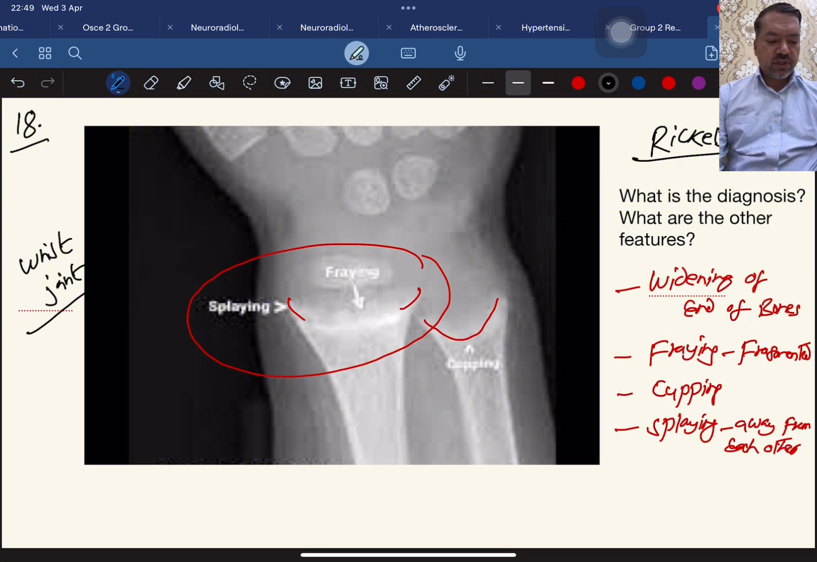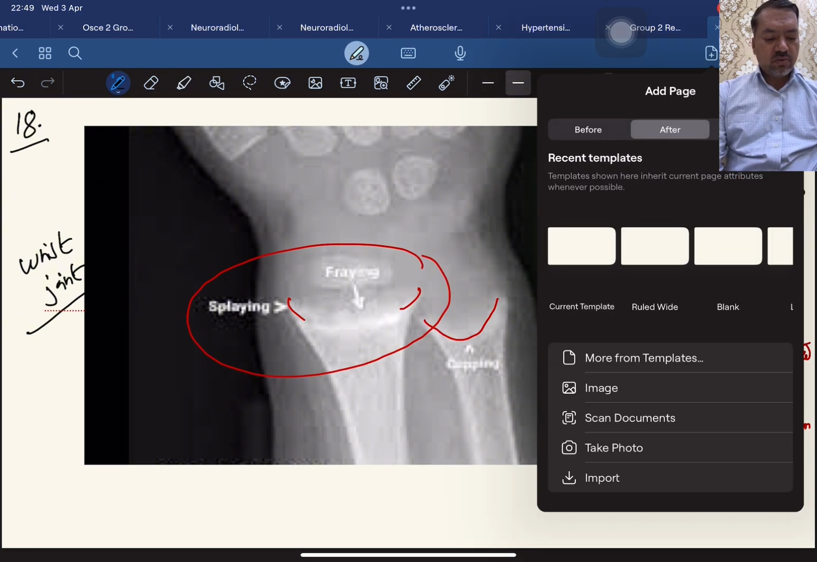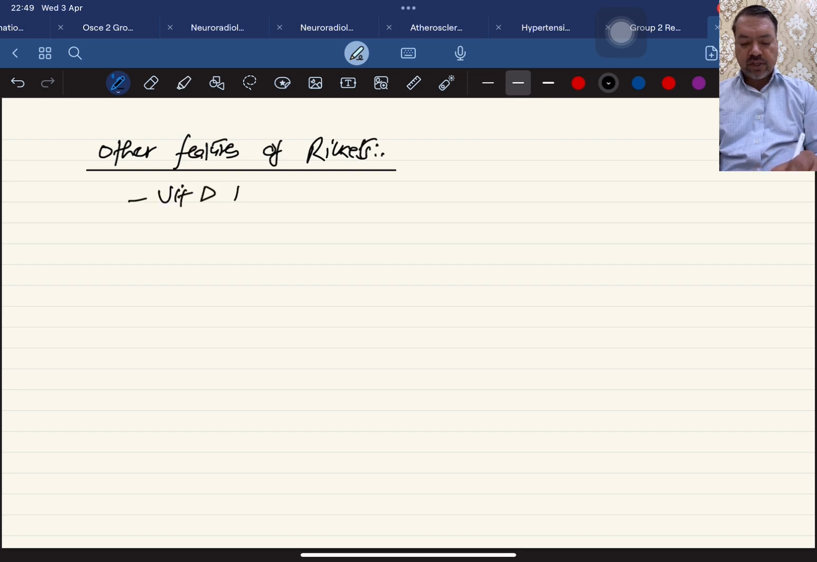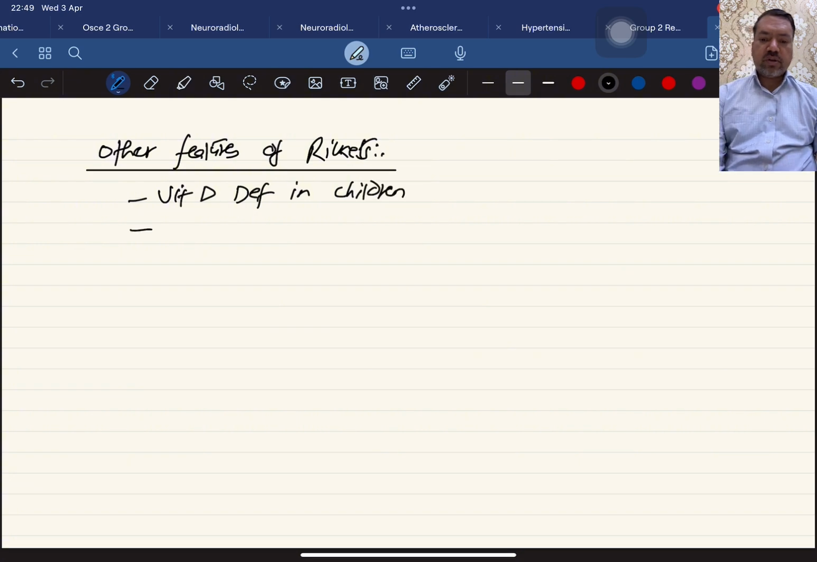And rickets occurs because of vitamin D deficiency. So what are the other features of rickets? Let's list a few of them there, the favorite question by the examiner in any exam. Rickets occurs as a result of vitamin D deficiency in children. That's the first thing. The function of vitamin D, we all know, is to increase the level of calcium and phosphate in the blood, so that they can be deposited in the bone. When vitamin D is deficient, that function cannot happen. As a result, the bone becomes weaker. This is the mechanism.